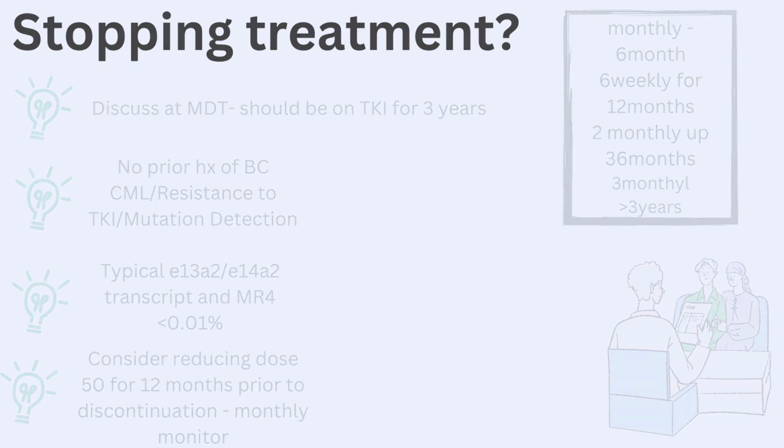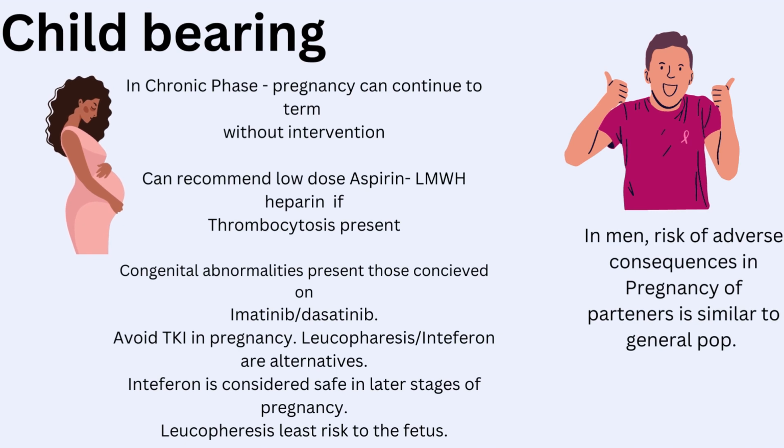In terms of pregnancy, pharmacology databases suggest that the risk of adverse consequences in pregnancy for partners of men taking imatinib or dasatinib are similar to the normal population. In chronic phase, often the pregnancy can continue to term without intervention, although you might want to consider low-dose aspirin or low molecular weight heparin if there is thrombocytosis. There has been reports of imatinib and dasatinib causing congenital abnormalities in children, and therefore it's avoided completely throughout pregnancy.